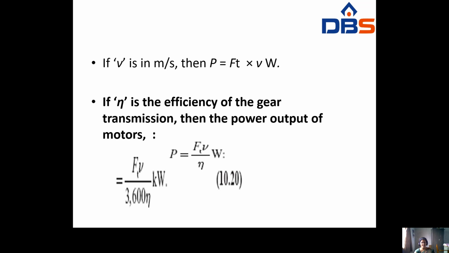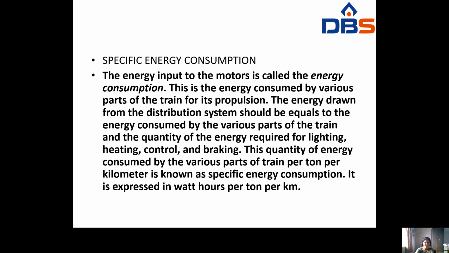If eta is the efficiency of the gear transmission, the power output of the motors is given by P equal to Ft V by eta watts. Similarly, in kilowatts, we represent it as Ft V divided by 3600 eta kilowatts. So that is the power output from the driving axle.